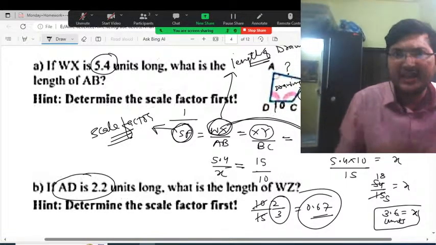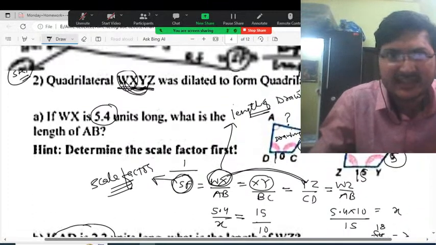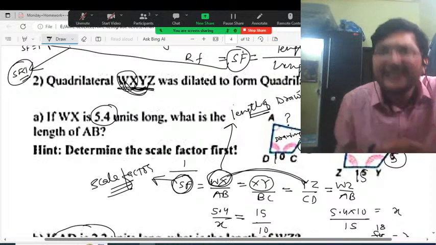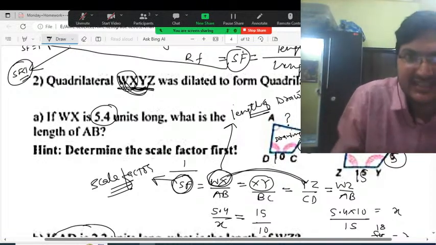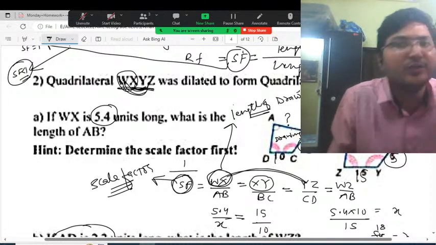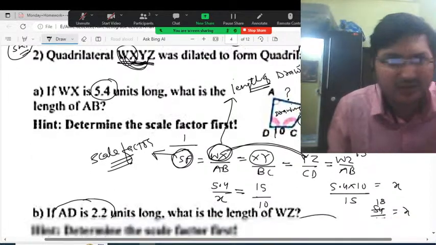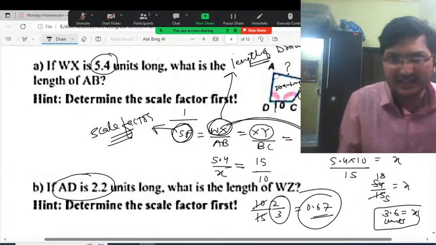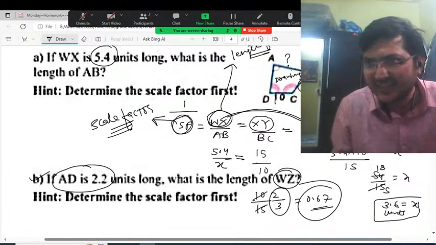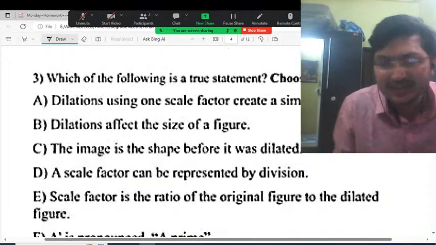Here we are dilating to reduce it. WXYZ was dilated to form ABCD. Here the dilated figure is the reduced size figure. Okay, fine. You just go through this question, determine the value of WZ using the same approach. It's your homework, and consider others if you want to. Okay, all right.